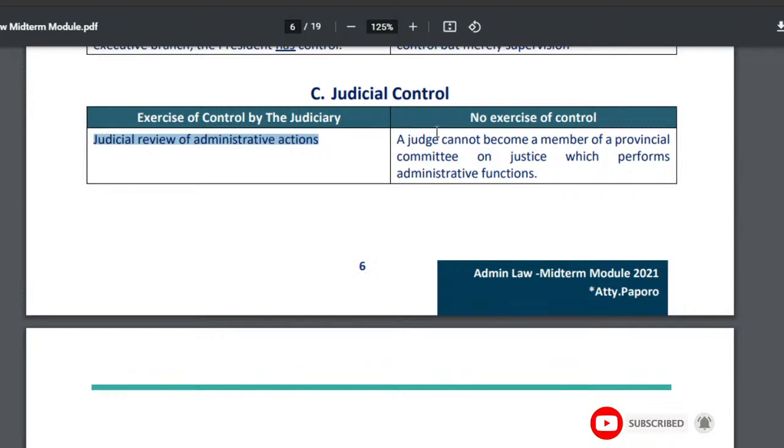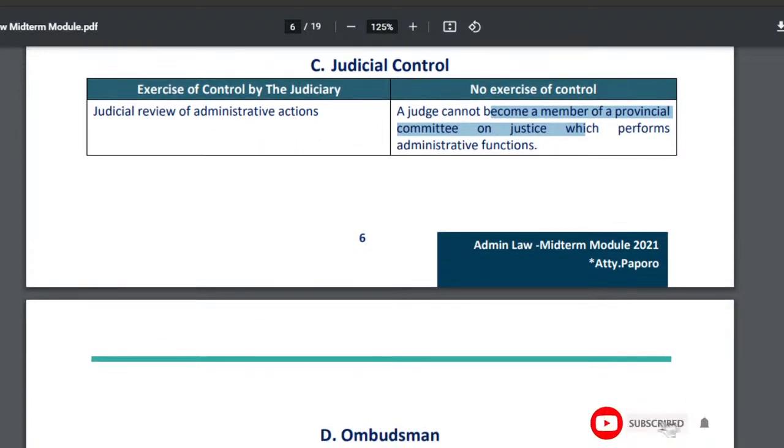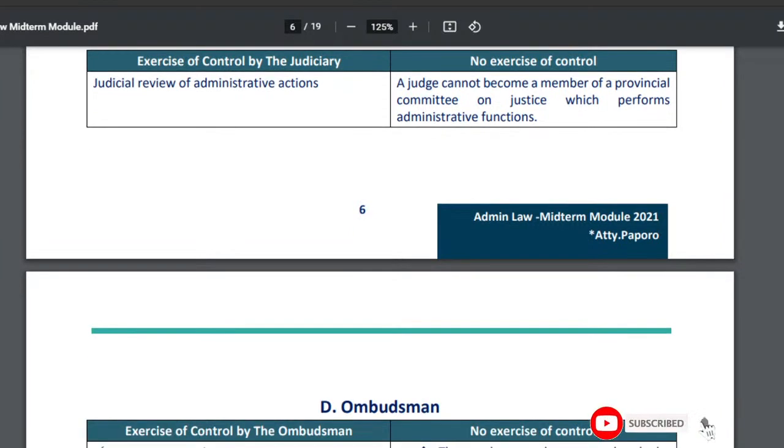There is no exercise of control if the judge cannot become a member. For example, the judge cannot become a member of the Provincial Committee on Justice because this committee is under the executive branch, not under the judiciary. Even for a committee on justice under the local government unit, it is under the legislative branch. So since it is not under the judiciary, the judge cannot become a member of such a committee.